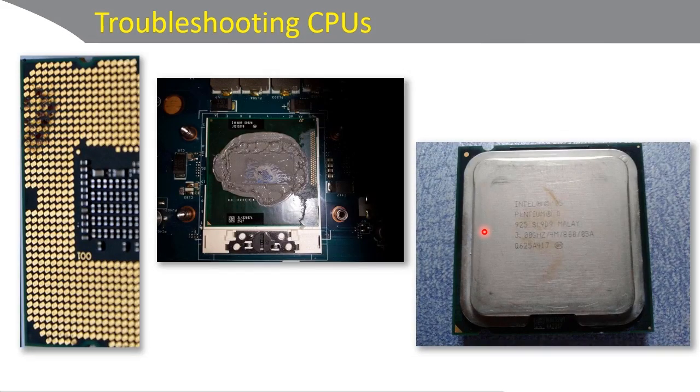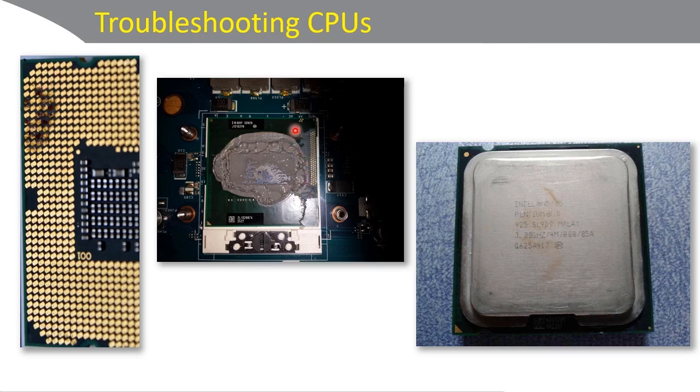When swapping out a CPU, you might see things similar to the images here. Let's take a look at each one. On the left, we have some burn marks on the lands on the bottom of the CPU. So this is an LGA, an Intel-based CPU, and we have some burn marks here. It looks like it overheated, probably an overclocked CPU, and the voltage just got to it over time. Not only does that damage the CPU, it usually damages the socket. And in some cases, you can change out a socket, but most of the time that means you have to get rid of the motherboard as well.